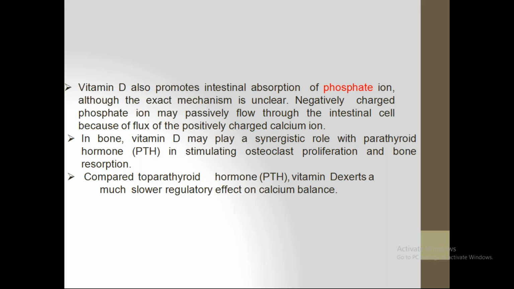So suppose if calcium levels fall acutely, the first thing which acts to increase the calcium levels is parathyroid hormone, followed by vitamin D. Vitamin D will exert an effect which is very slow. The first thing which acts fast and is responsible for maintenance of calcium balance is parathyroid hormone. Vitamin D acts slower.